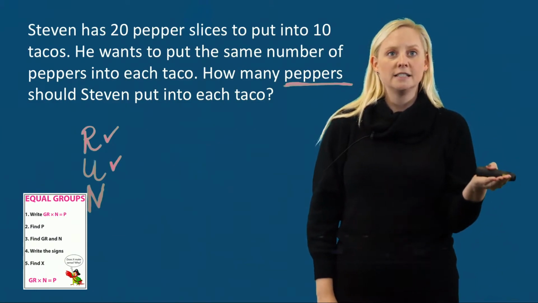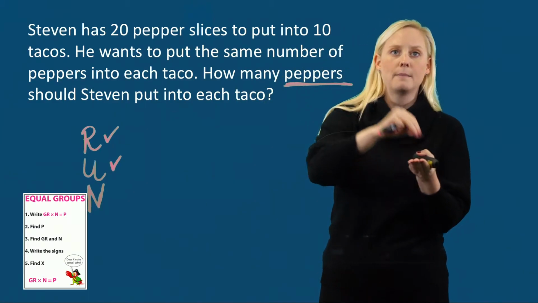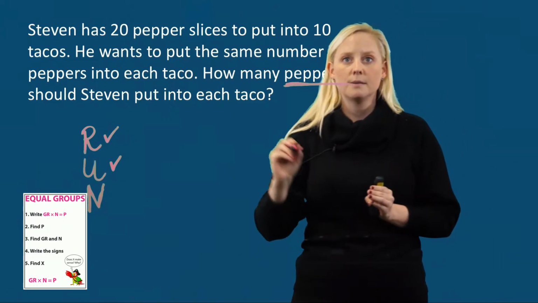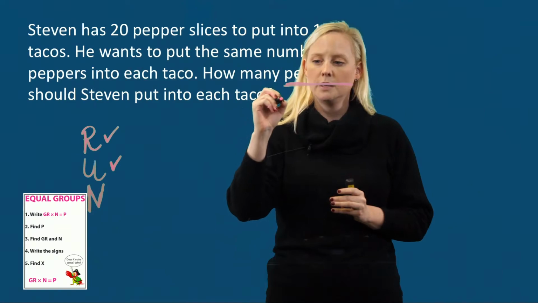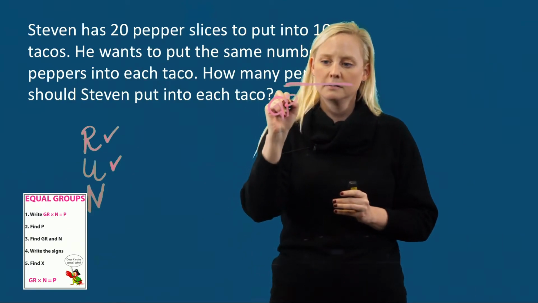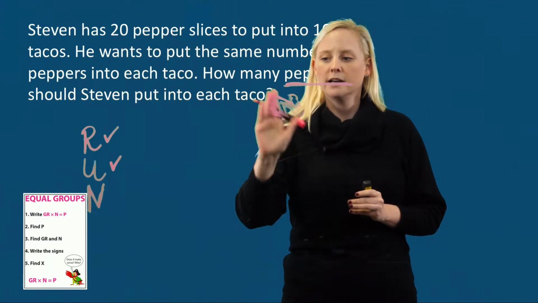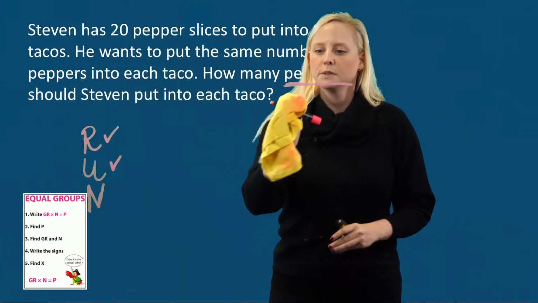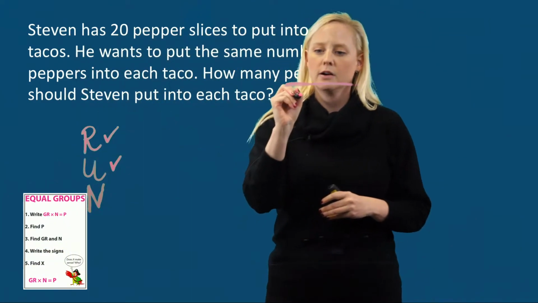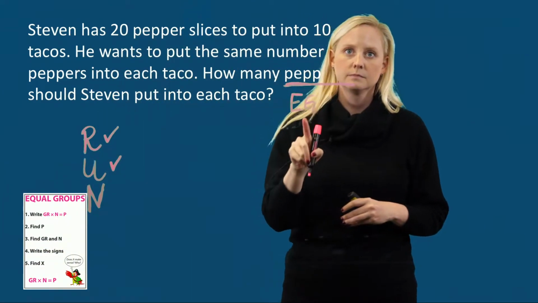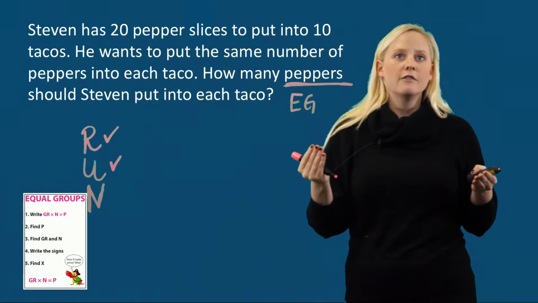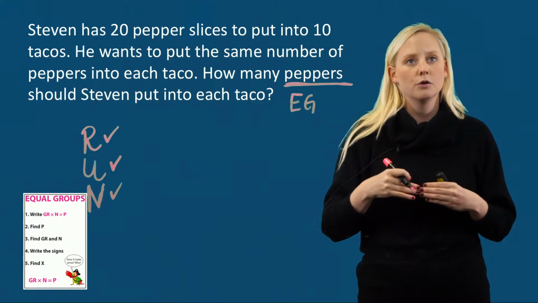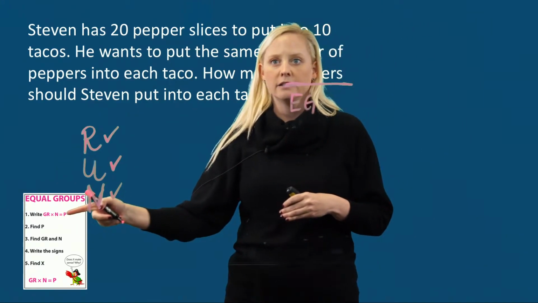Here, I have 10 tacos, and I want to put pepper slices into each taco. I know that I have groups with an equal number in each group. So here I'm going to write EG. GR stands for the groups. To identify an equal groups problem, we're going to write EG. Now that I've run through the problem, I'm going to cross off my N, I'm ready to follow my equal groups schema poster. Let's take a look.